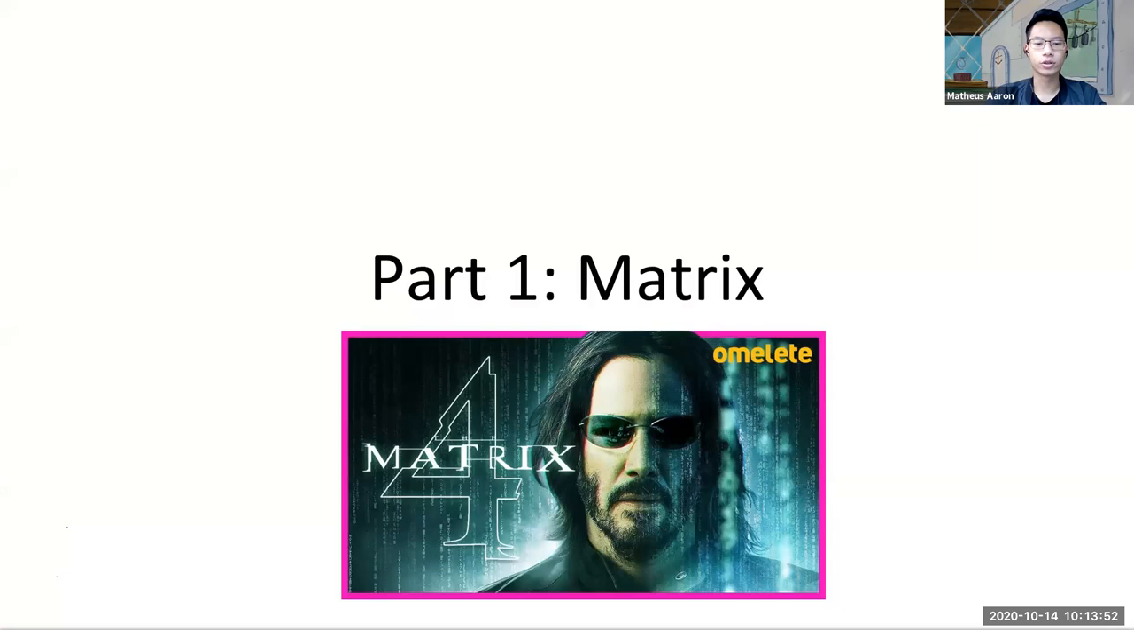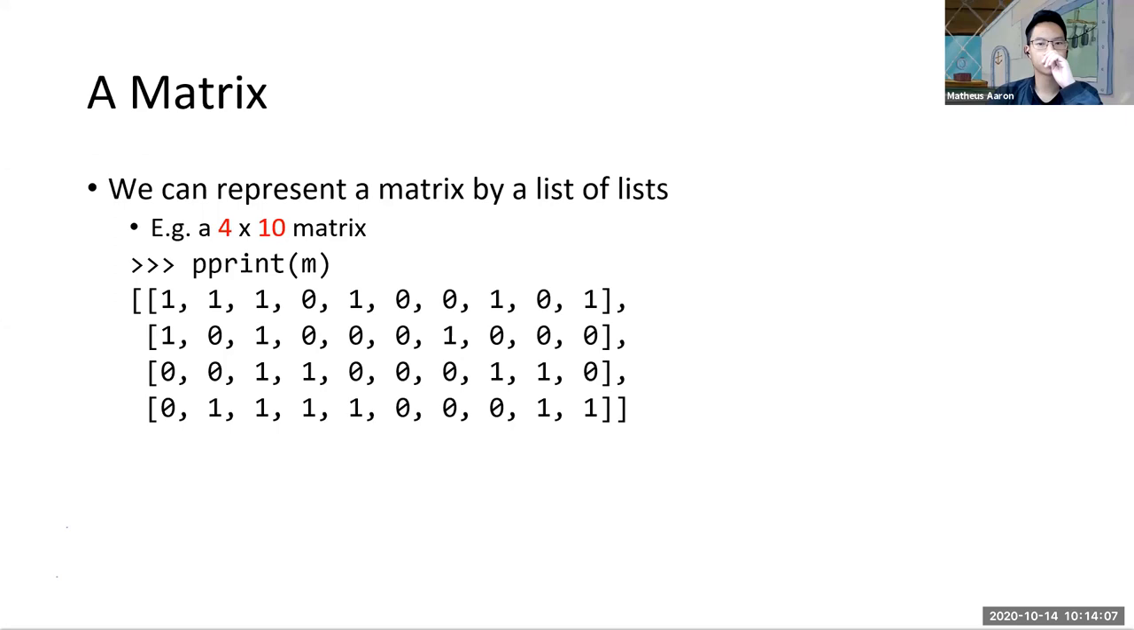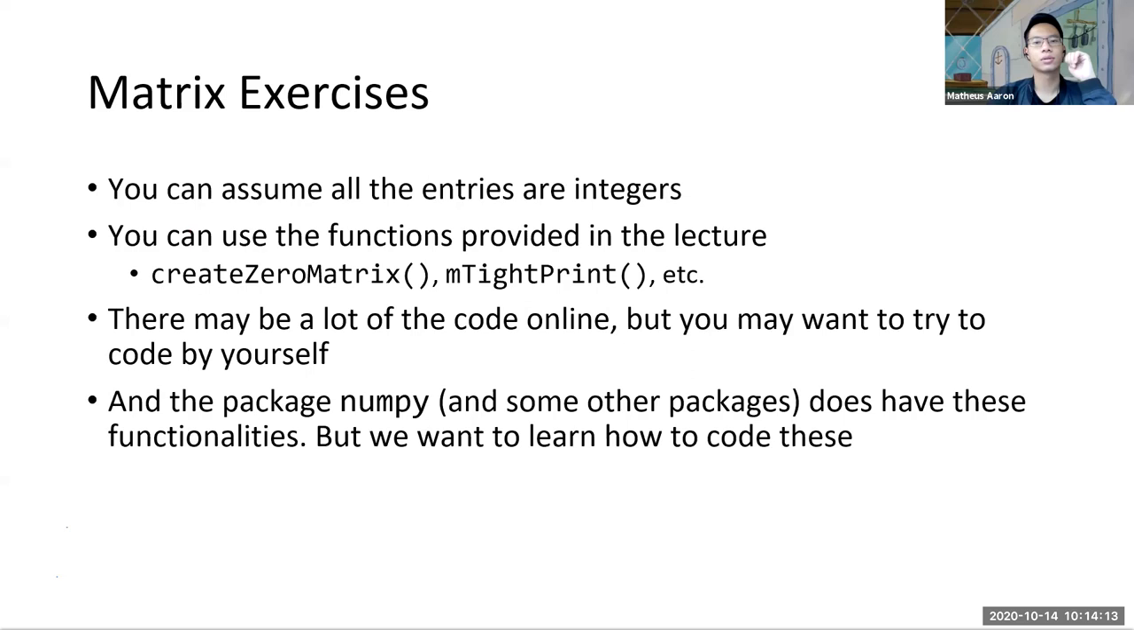So we'll now go into our tutorial questions on the matrix. I hope you guys have downloaded the tutorial questions and reviewed them beforehand, because if you don't, you guys are going to have a hard time actually following up. So again, we represent a matrix by a list of lists. You can assume our entries are integers, although it's not really necessary. We can use functions that are provided in lecture. I see the lecture has provided you with functions such as identity matrix, print matrix, create zero matrix, create random matrix, and sum matrices.